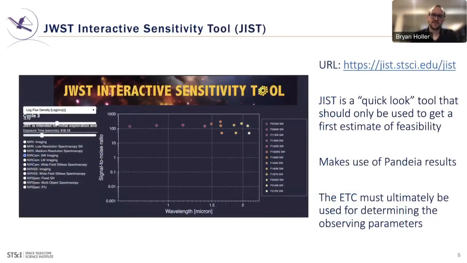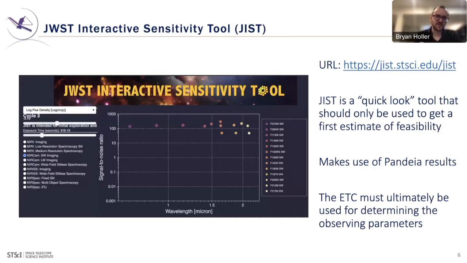The JWST interactive sensitivity tool is kind of a slimmed down version of the ETC in a way. It gives a quick look at the signal to noise you can expect for a given brightness and a given total time. It's good for a first look at feasibility of observations, but ultimately you should be using the ETC itself or Pandeia to determine the specific observing parameters, like groups, integrations, things like that. That information is not included in the tool.